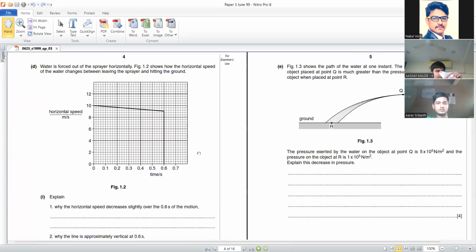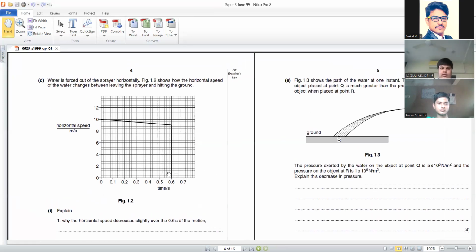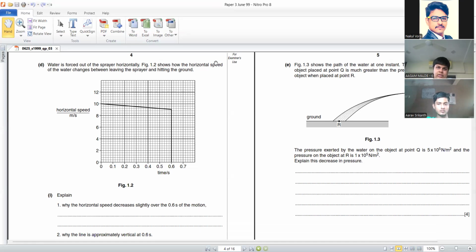Next part. Now, see, the question has been converted into a speed time graph. The previous question was very easy, speed, velocity, and I checked all that with you. Now it has routed itself to a speed time graph. So remember to check what this horizontal axis is, my dear friends. It is speed, not velocity. Water is forced out of the sphere horizontally. The graph shows how the horizontal speed of the water changes between leaving the sphere and hitting the ground. Between when it leaves the sprayer and hits the ground, its speed goes like this. See, it started at 10, fell to 9, and then suddenly dropped to 0.